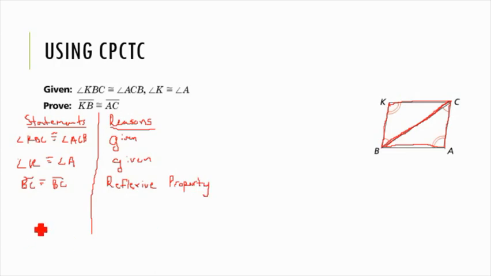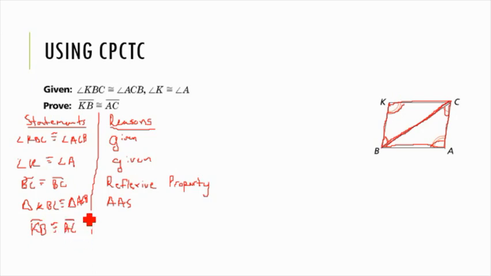Okay. Now, because I have that, I have angle 1, angle 2, and then a side. So by angle, angle, side, I can say that in fact triangle KBC is congruent to triangle ACB. And because of the theorem that we just discussed, I can say side KB is congruent to side AC.